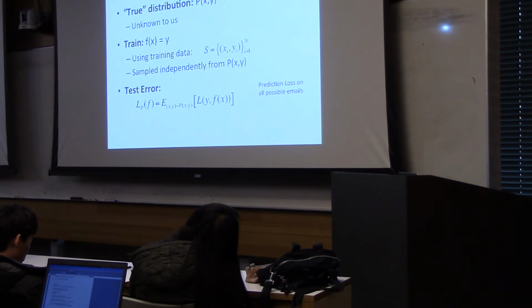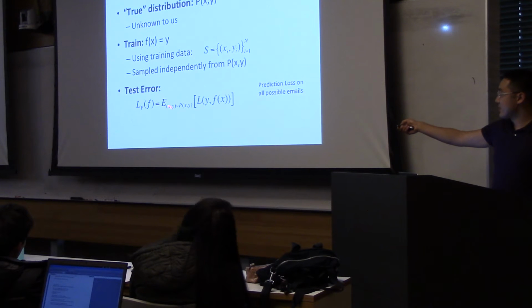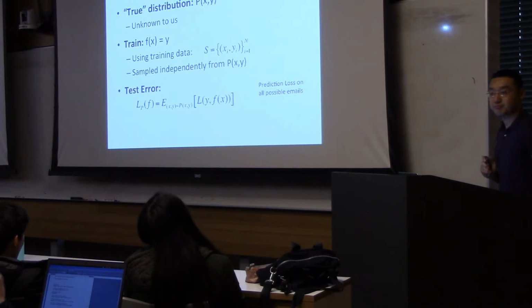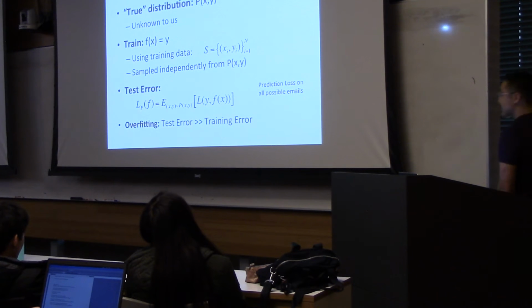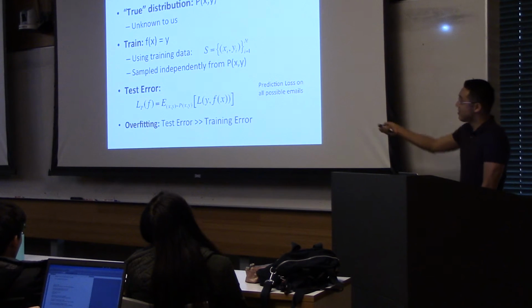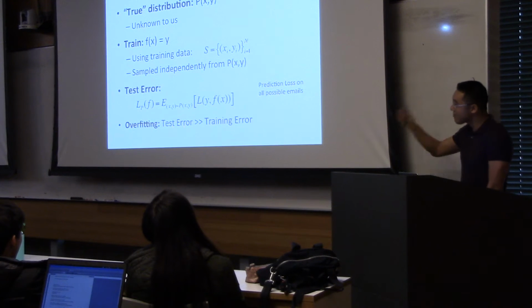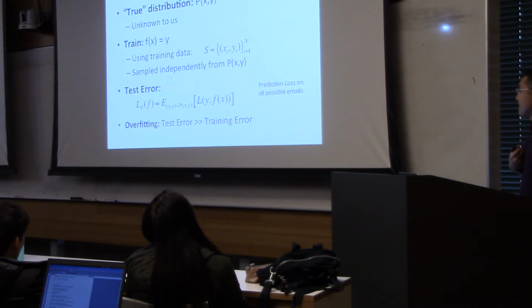Test error is defined as the expected error. So given your loss function, so squared loss or whatever, test error is defined as the expectation over my true distribution of the loss that my model incurs over examples in this. Okay. Overfitting is when test error is much larger than training error, right? You can measure training error because it's on your training set. That's what you have. You cannot measure test error, but we can reason about it conceptually at the very least.